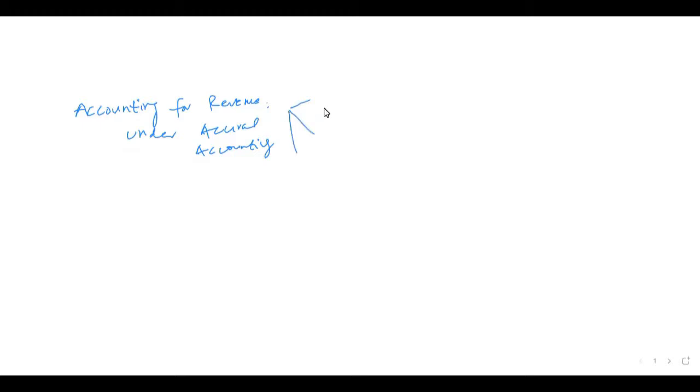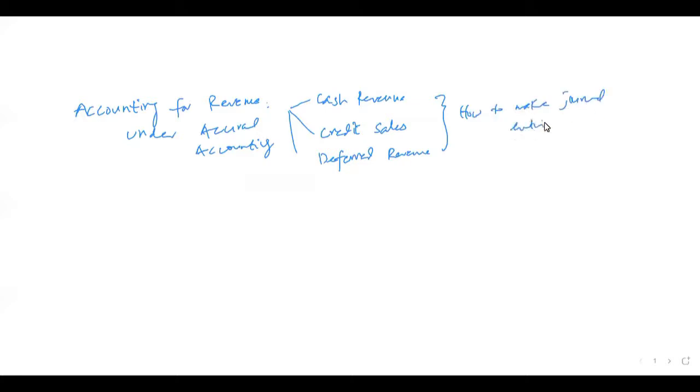So there can be three types. There could be cash revenue, then there's going to be a credit sale, and then there could be deferred revenue. And we are going to look at how to make journal entries in each scenario.